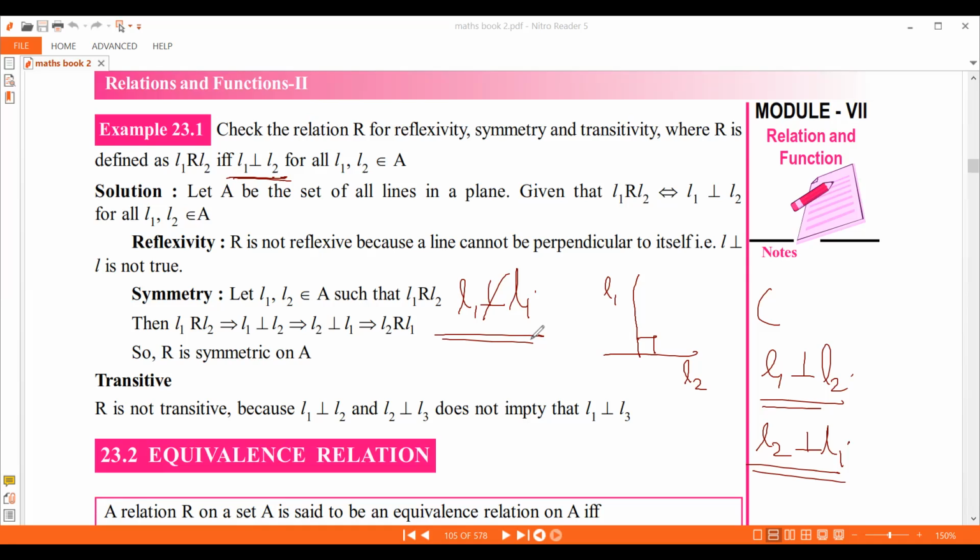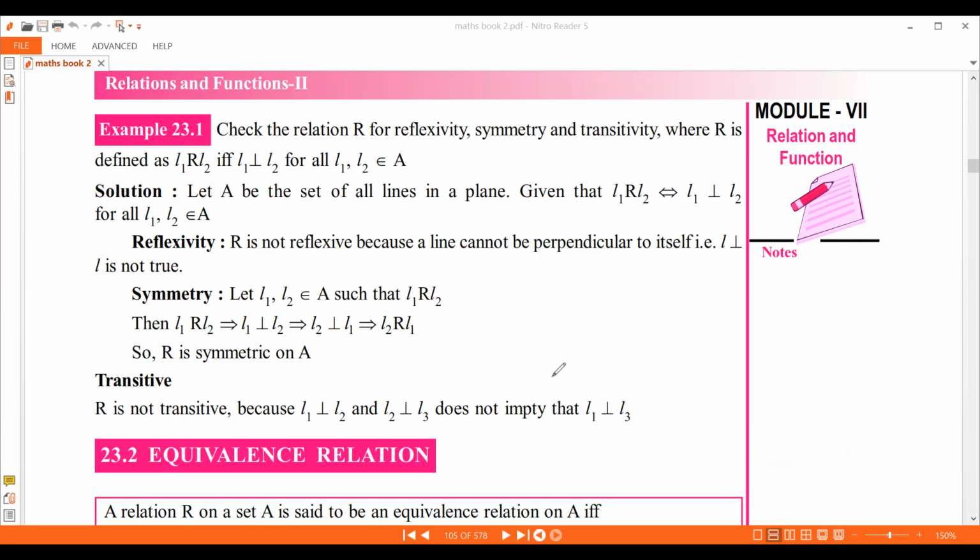But it is not transitive. Why is it not transitive? Bigger or smaller is not the case. Here it is a question of geometry, nothing like bigger or smaller. Now how to check the transitivity? For checking transitivity, you need 3 lines: L1, L2, L3. You have to take 3 lines.